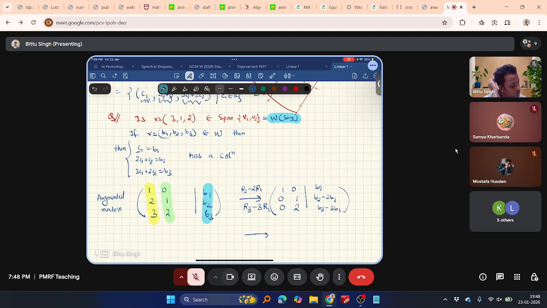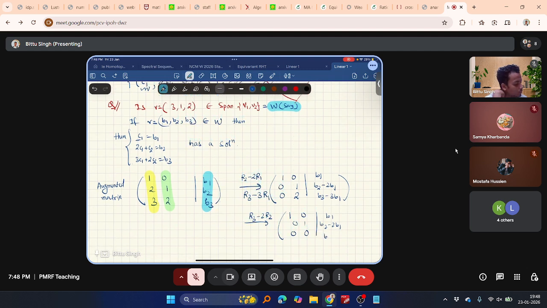Now again, we are trying to reduce to row reduced echelon form. So we need to cancel this 2 because the leading entry 1 is already there in this column. So we'll cancel all those non-zero things. So we'll perform R3 minus 2 times R2. First row is fixed, second row is fixed, third row is 0 0. Now this element will be B3 minus 3B1 minus 2 times this, right? 2 times B2 minus 2B1.